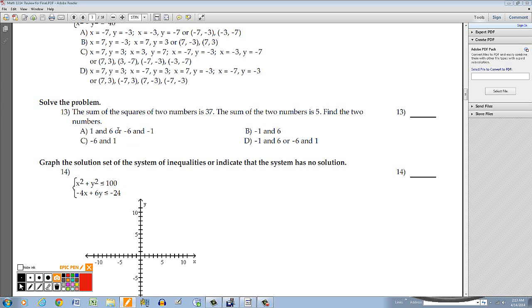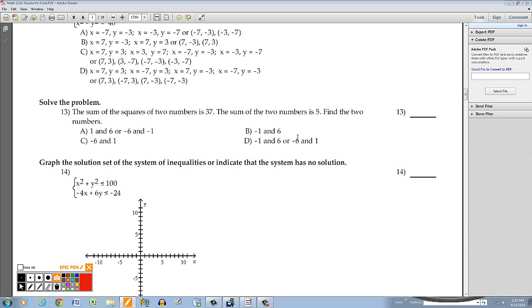But since you're given the answers, you could just test them out. Well, 1 and 6, remember they have to add up to 5, so answer A can't be the one. Okay, for that one. Okay, let's try C. -6 and 1, that's -5. So the sum does not equal 5, so that's wrong.